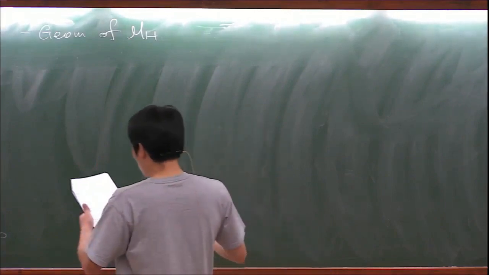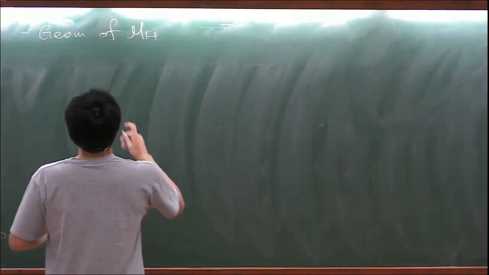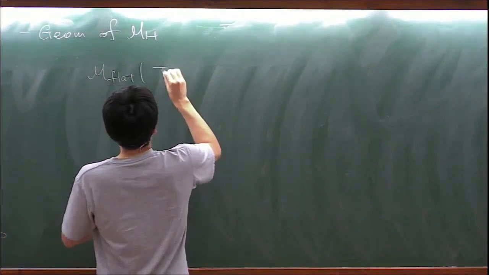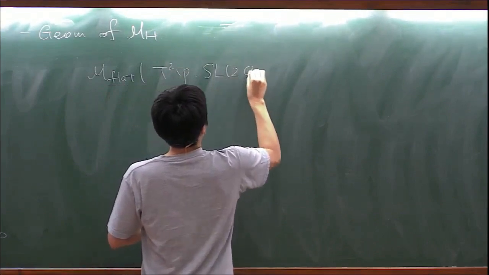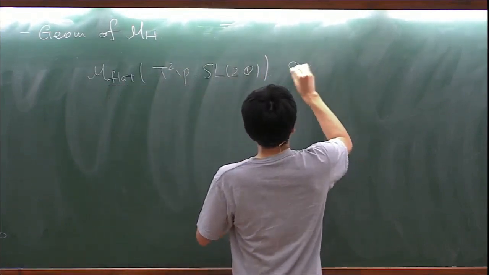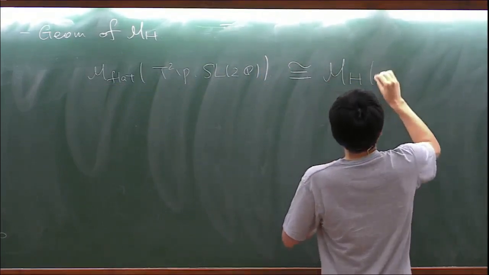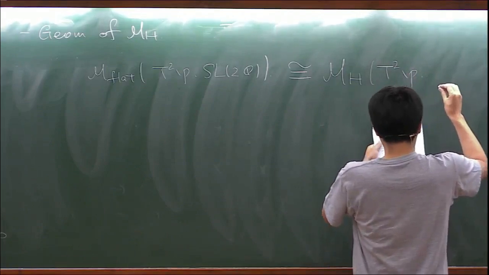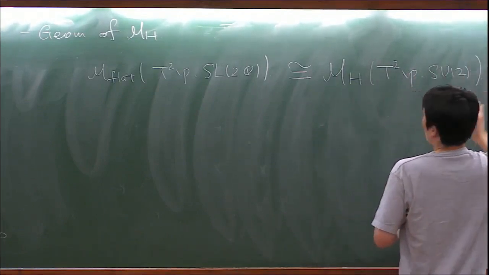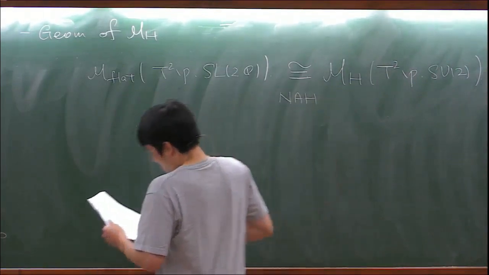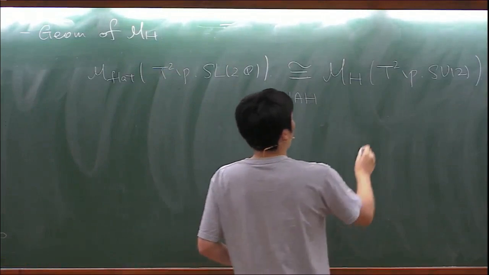This school is devoted to non-Abelian Hodge correspondence, so I don't need to spend so much time on it. The moduli space of flat connections on T^2 minus a point for SL(2,C) is diffeomorphic, up to a hyperkähler rotation, to the moduli space of Higgs bundles on T^2 minus a point for SU(2). So this is the non-Abelian Hodge correspondence. And this part I'm just going to explain.